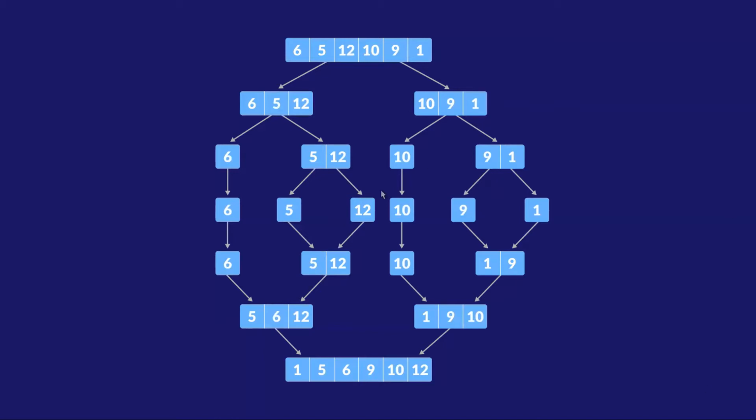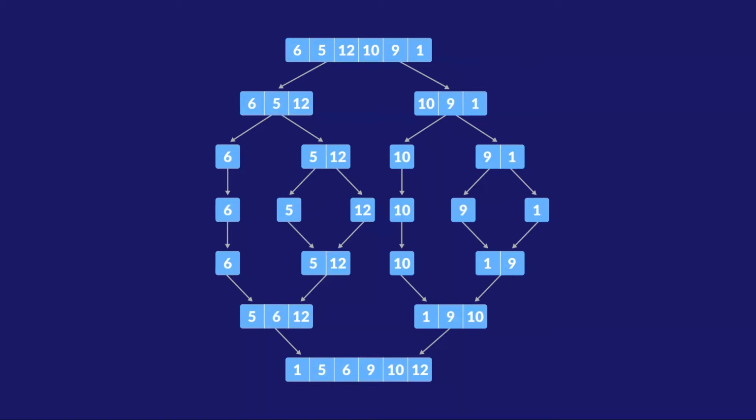It turns out that you can sort an array, a list of elements, using the divide and conquer approach. Let's say you have this array, the one at the top: 6, 5, 12, 10, 9, 1. So you have 6 elements. Now how do you sort them? We break the big array into two parts: 6, 5, 12 and 10, 9, 1. So we broke 6 elements into two groups, 3 elements each.